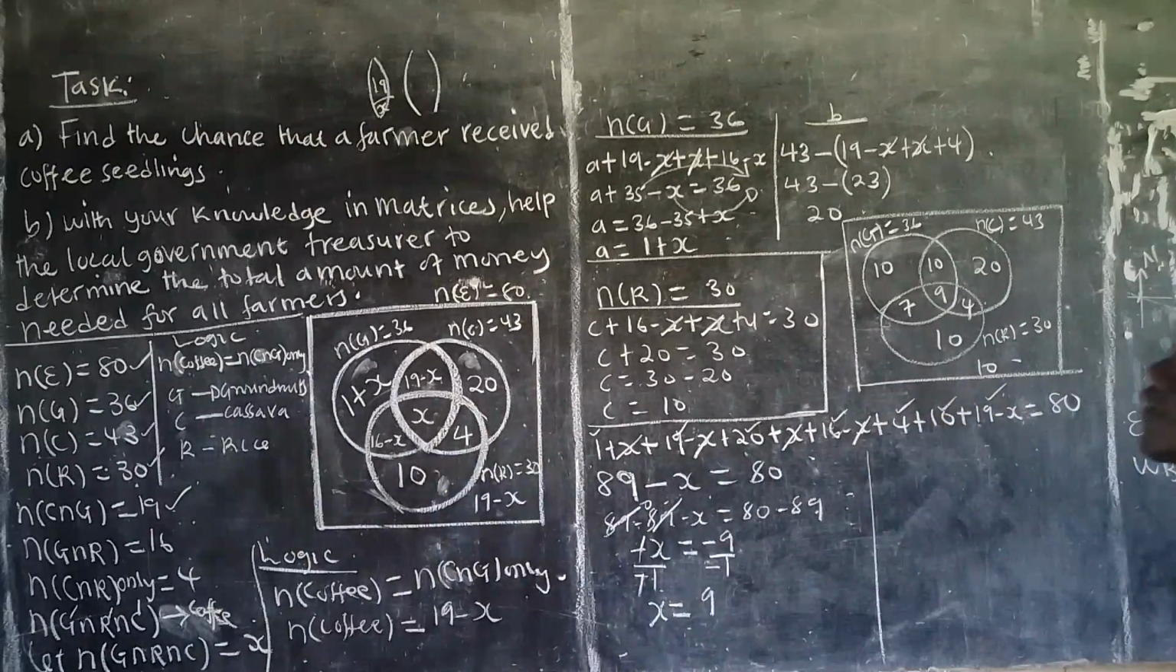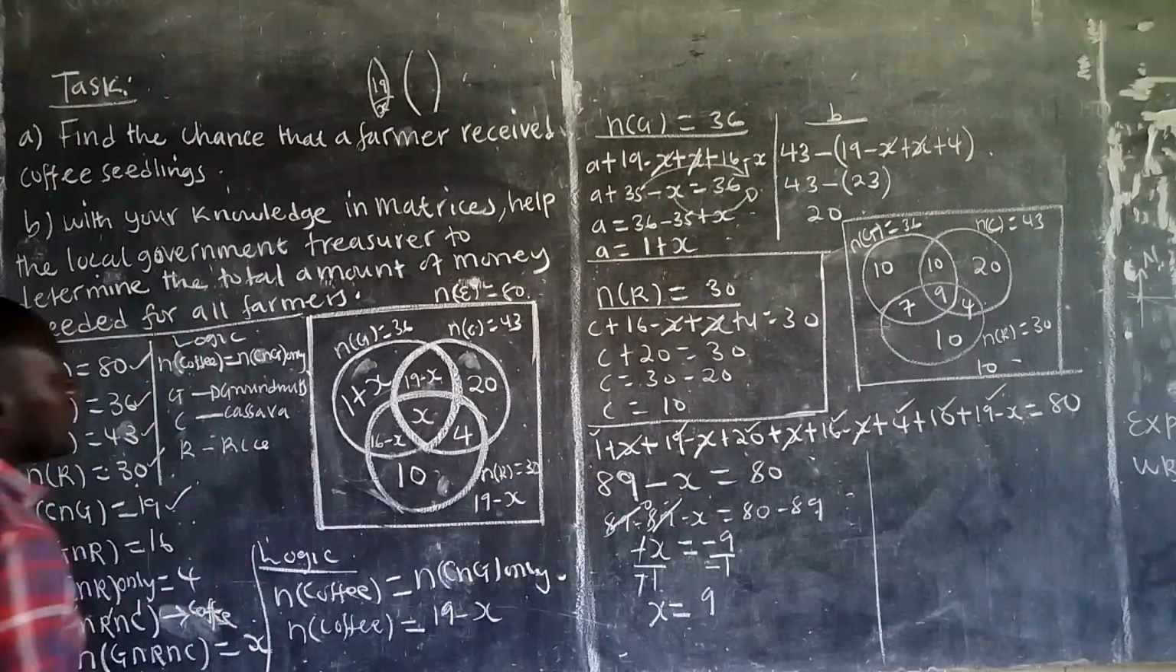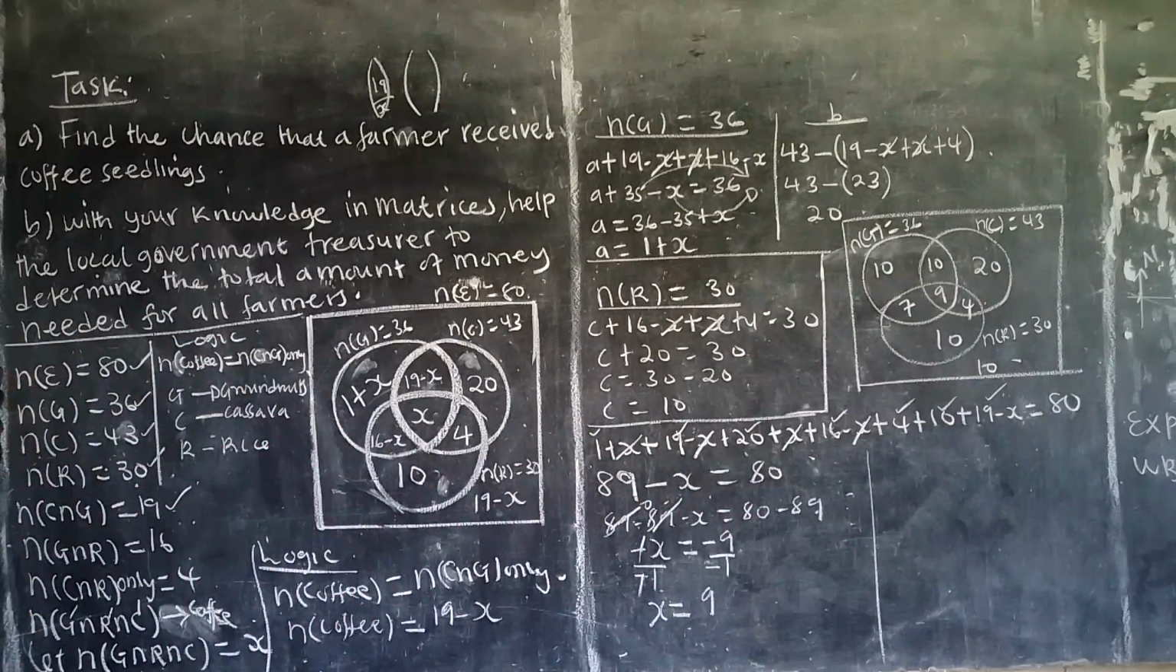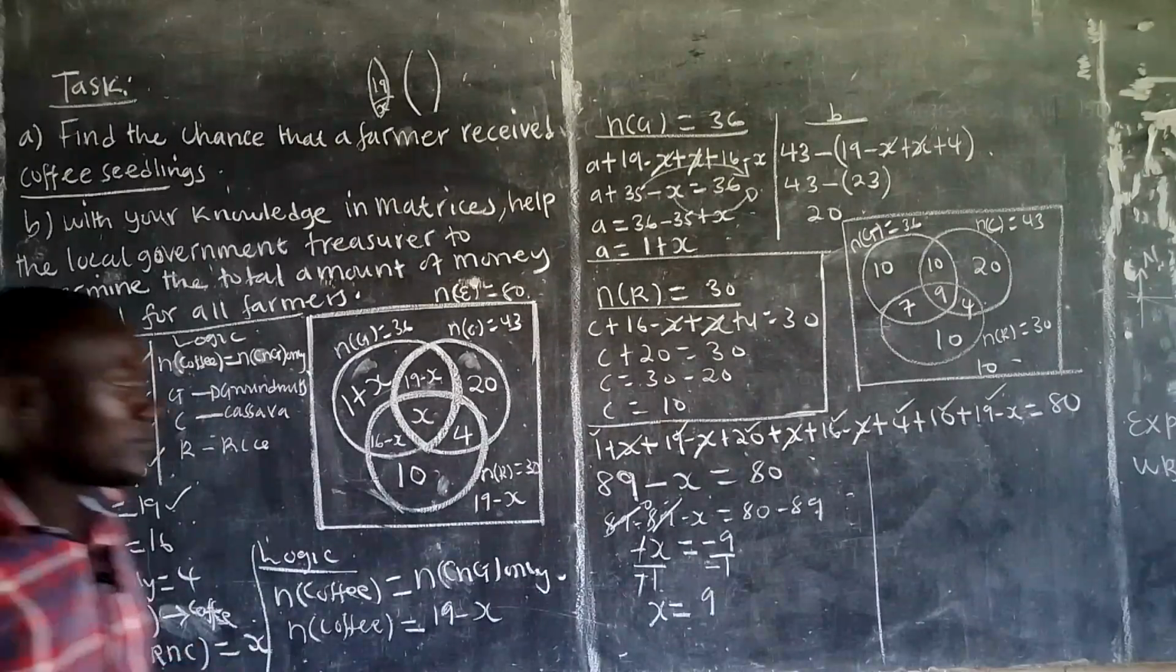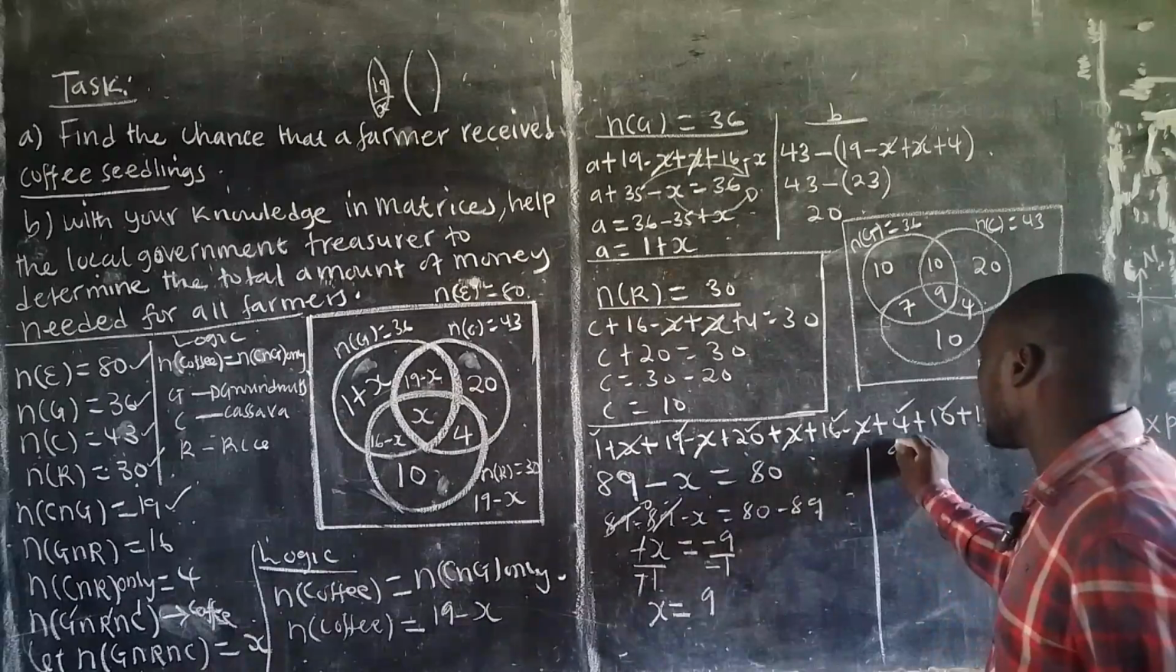All right, let's now go back to the question. Task part A: find the chance that a farmer received coffee seedlings. But remember, I explained that those of coffee are the ones outside the circle. So probability, farmer received the coffee seedlings, I said. How do you find probability? We are answering part A.